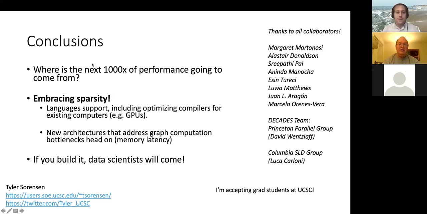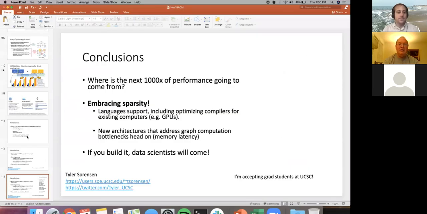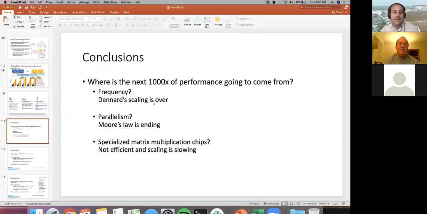Basically what I said two slides ago: Dennard scaling is over, Moore's law is ending. The way we're going to get performance improvements is through specialization. It might be the way they have to go if they want to continue their performance increases.